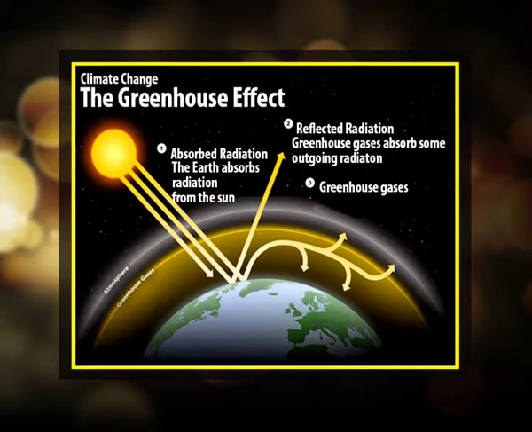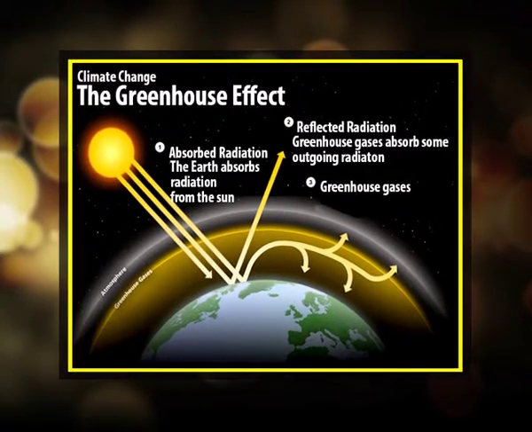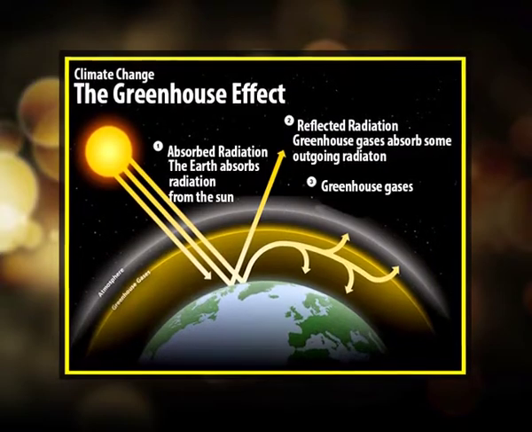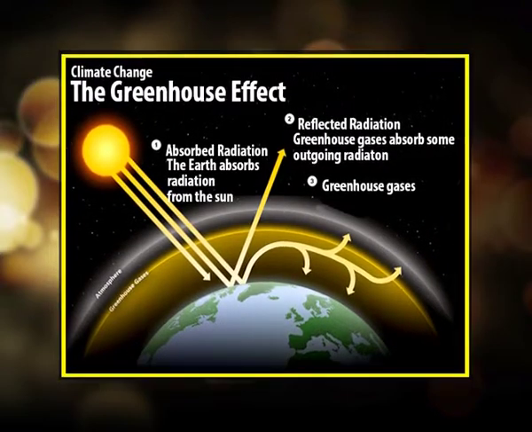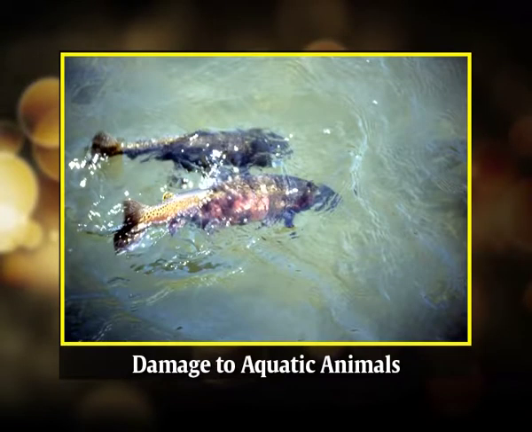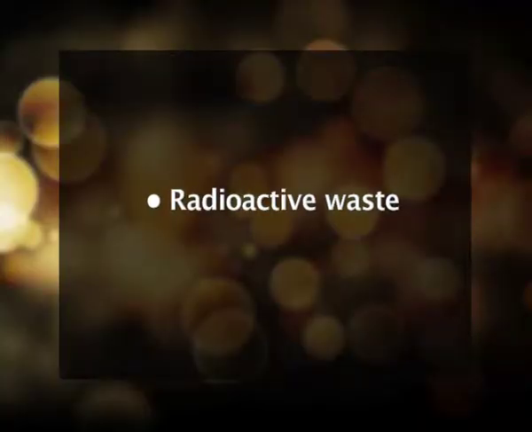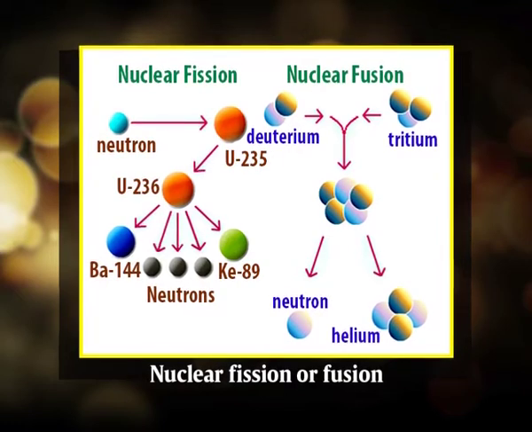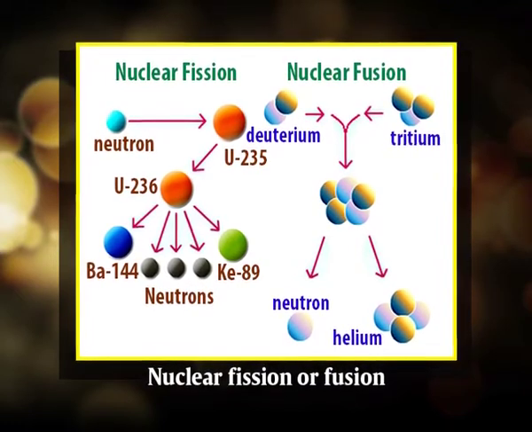An increase in the Earth's temperature due to the greenhouse effect results in global warming. It increases the water temperature and results in death of aquatic animals and marine species, which later results in water pollution. Radioactive waste. Nuclear energy is produced using nuclear fission or fusion.